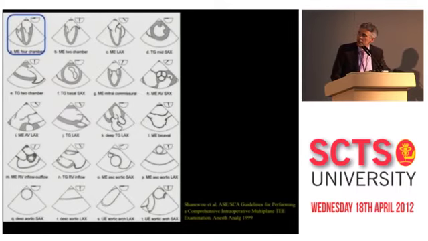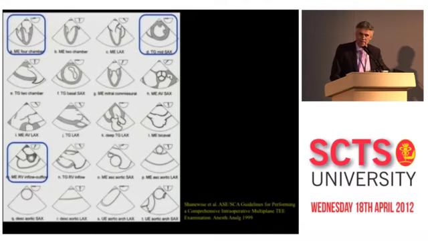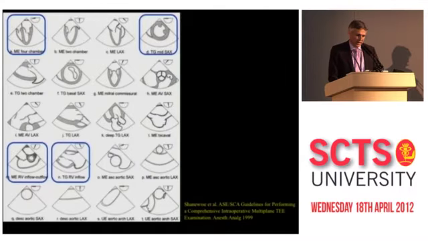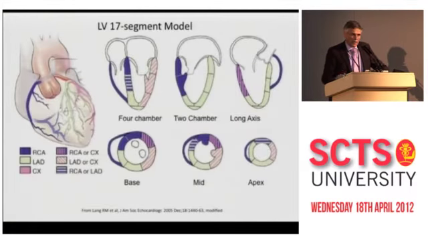Here, the 4-chamber view on the midesophageal level, then the inflow-outflow view on the same level, showing the right ventricle. Then on the transgastric level, the short axis view when you turn it to the right. And finally, the transgastric right ventricular inflow view. Another issue is the segment model.